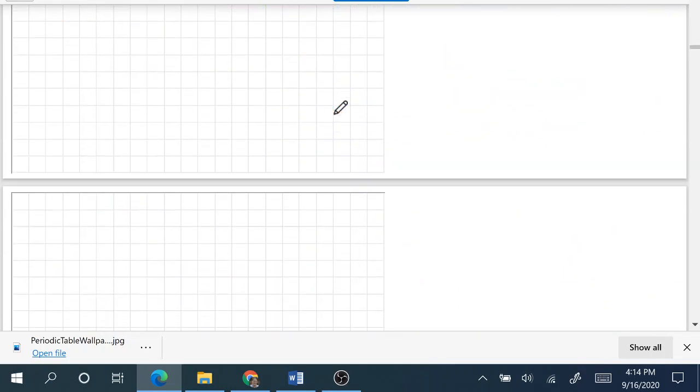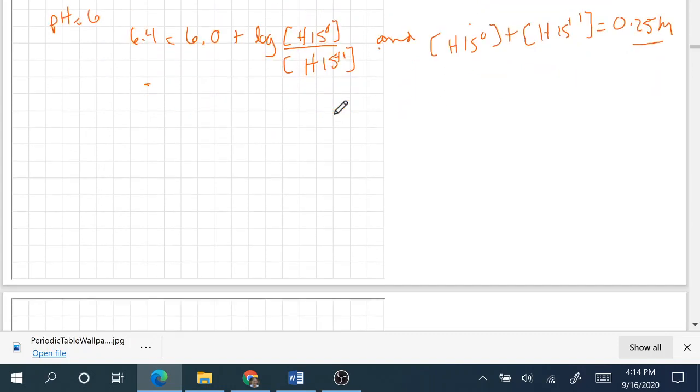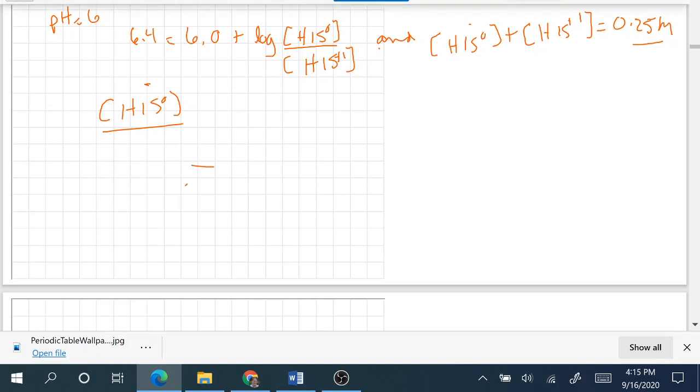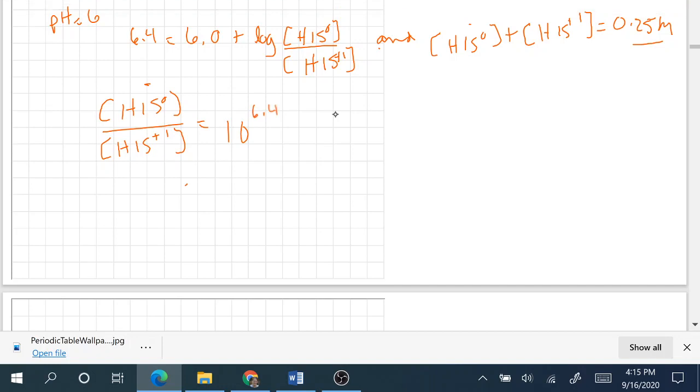Okay, so I'm only going to calculate those two species, even though your book goes through and calculates the negligible species as well. Okay, and so I'm not sure if your homework will take that, but if not, you can look at the calculation in the study guide. It shows you how to do it. So His 0 over His plus 1 is equal to 10 to the 6.4 minus 6.0, and that is equal to 2.51. Okay?